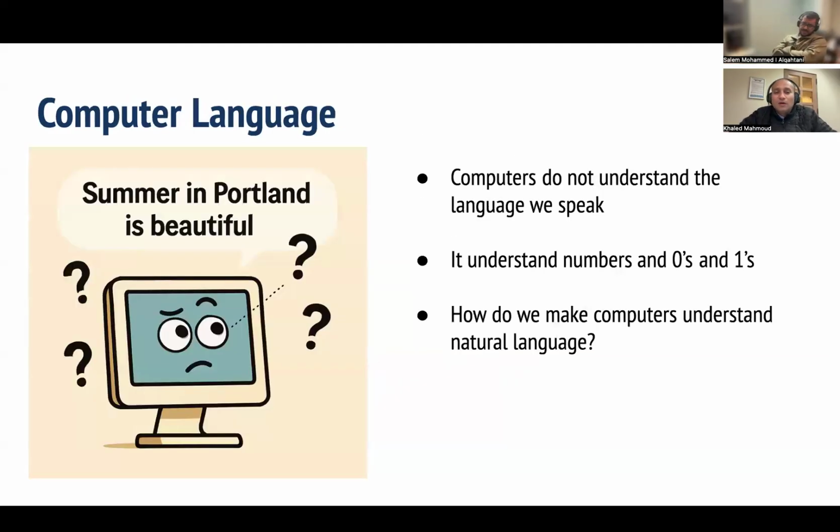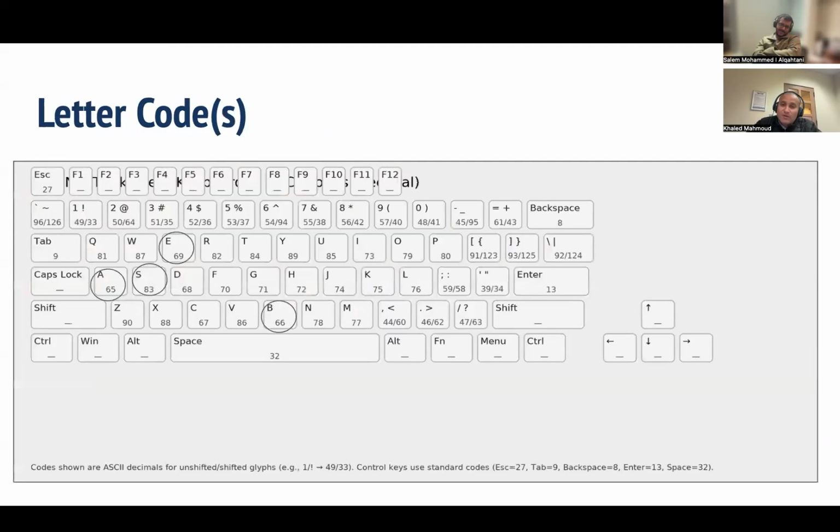Now, we said that computers do not understand the language that we speak. If I say summer in Portland is beautiful, the computer will not understand summer or rain or whatever. The computer understands only zeros and ones. The computer understands numbers. So how does a computer understand natural language? This is what we hope to provide a level of understanding of in this lecture. So, Dr. Salem, you have the floor here.